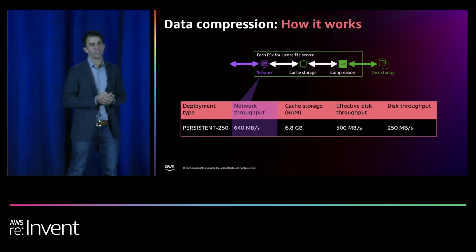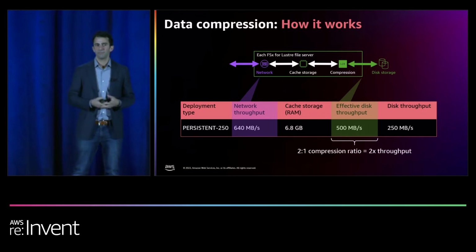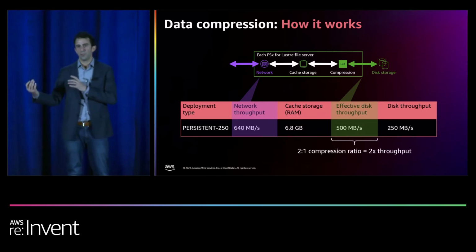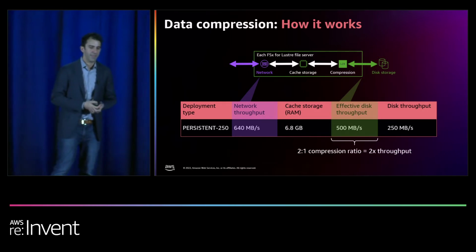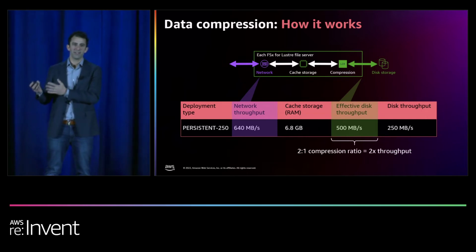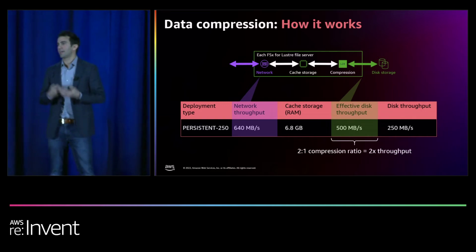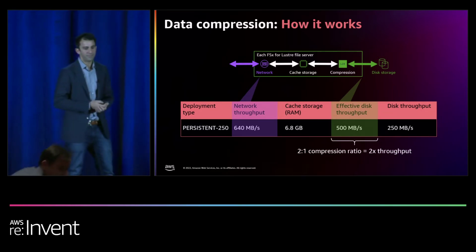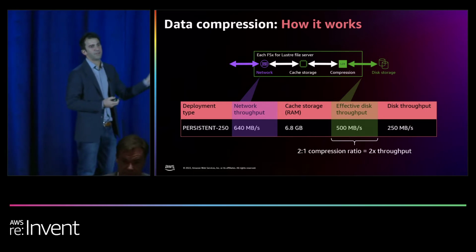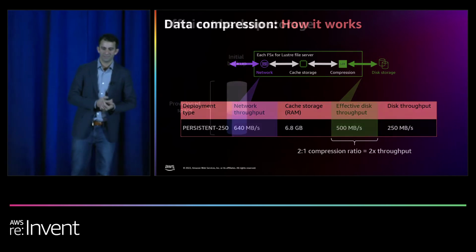The network throughput stays the same, but now our effective disk throughput doubles because we're moving the same amount of data to disk, but we're actually only consuming half of the storage and moving half of the number of bits. That 500 megabytes per second, if you're reading it from the disk, flows straight out through the front of that server and actually gives you a 2x increase in disk throughput. So really beneficial for any customers who are working with compressible data sets.